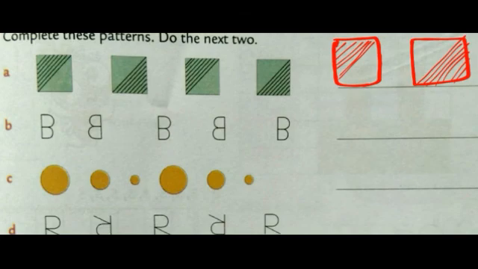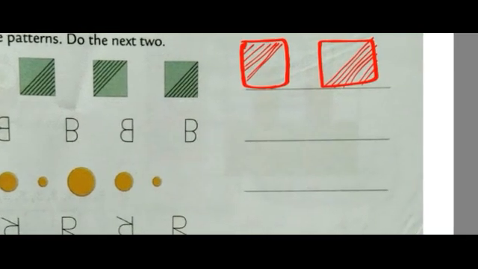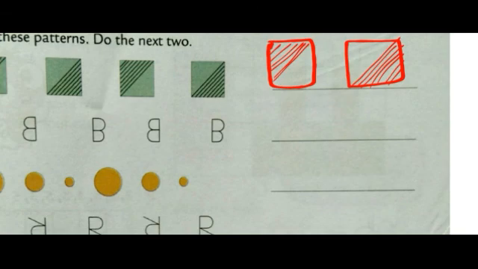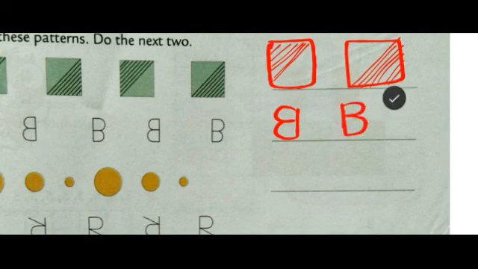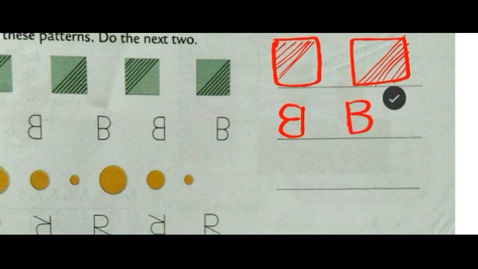See the pattern of B. The B is facing right side. Then it's facing left hand side. Then again it is facing right hand side. Then left hand side. Again it is facing right hand side. So now the next shape will be facing this side, and then again right hand side. This is the way how you can complete the given pattern.